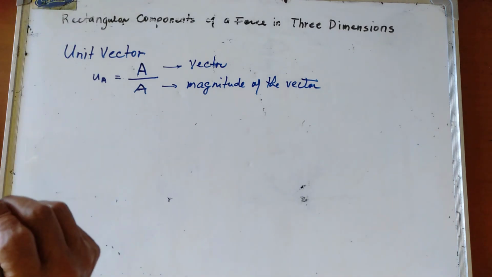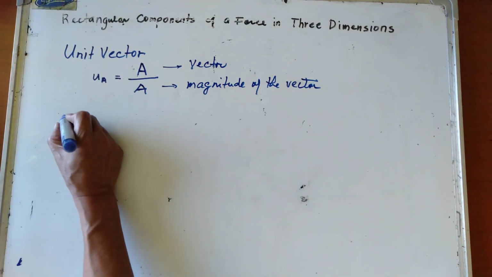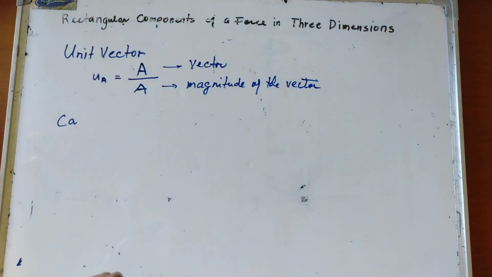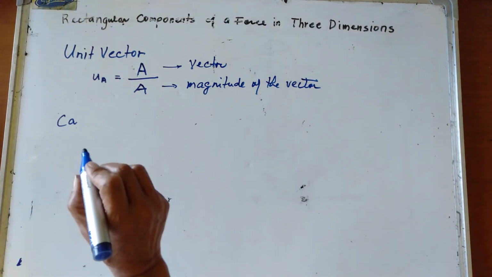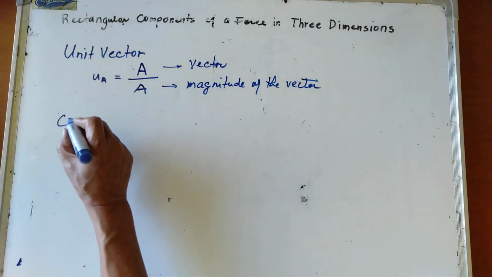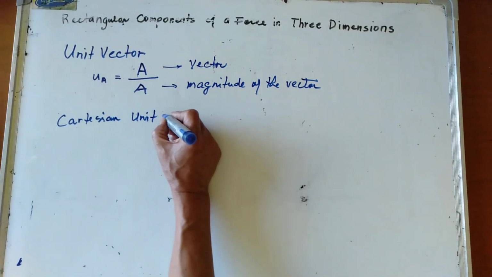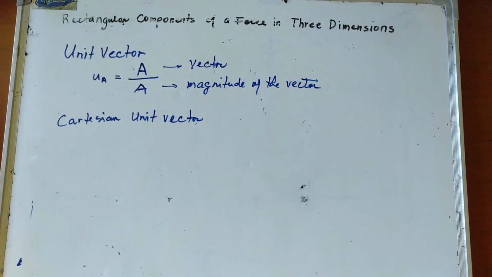Now, what are Cartesian unit vectors? Because we told before that a Cartesian vector could be used to simplify our equations in the three-dimensional force system. So this is your Cartesian unit vector.